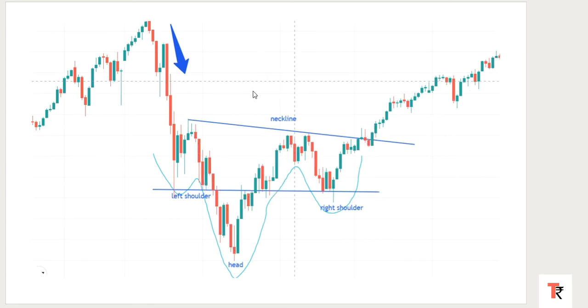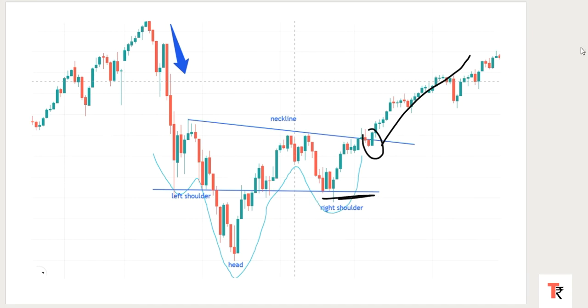Very important is you need to know how to draw the neckline, because this is very important for the entry. You will always draw the horizontal line from the left shoulder high to the right shoulder high. So that is how you will draw the neckline. Once the price breaks, you can take a long position keeping a stop loss at this.